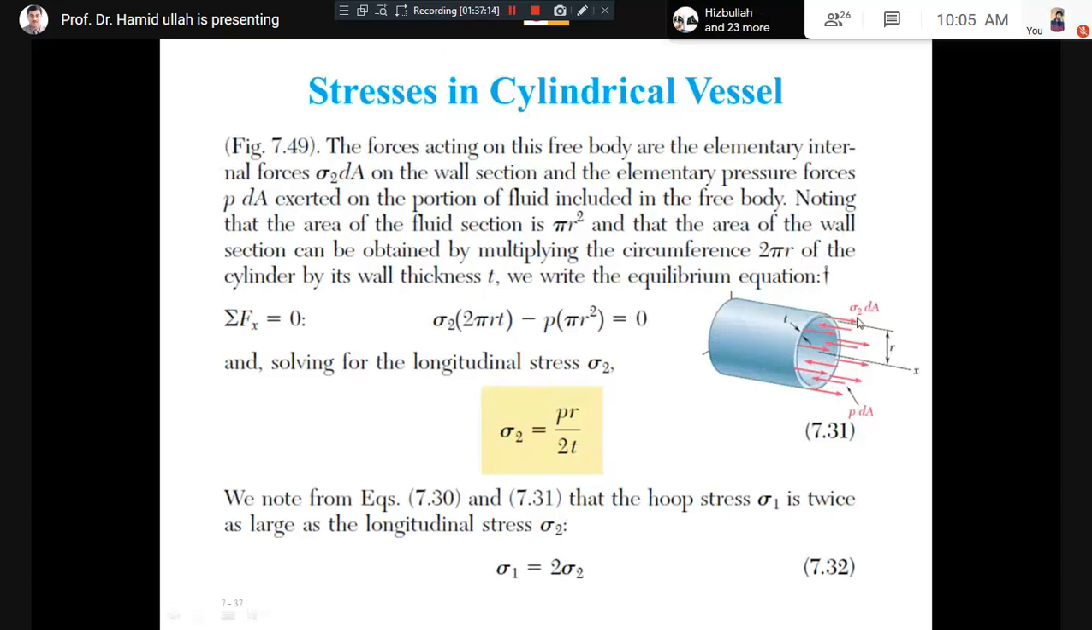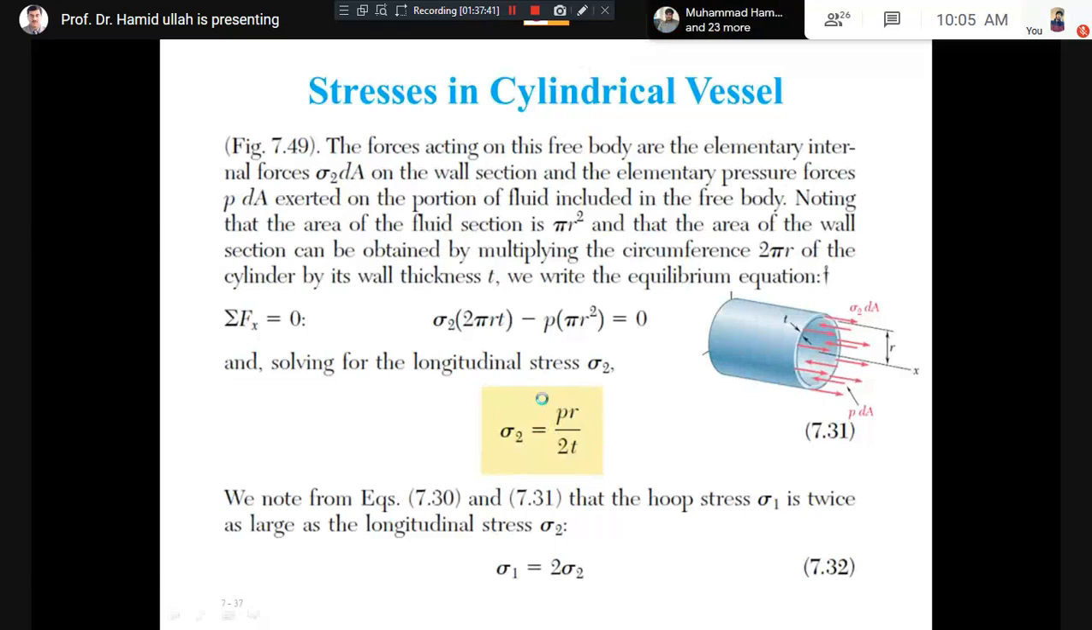Because if you look into the figure, the direction of sigma 2 is along the cylinder. Therefore, we can call it axial stress or longitudinal stress. Now, two forces again, and the sum of the two forces is equal to 0. So you simplify and you can get sigma 2 equal to pressure multiplied by radius divided by twice the thickness for the longitudinal stress.